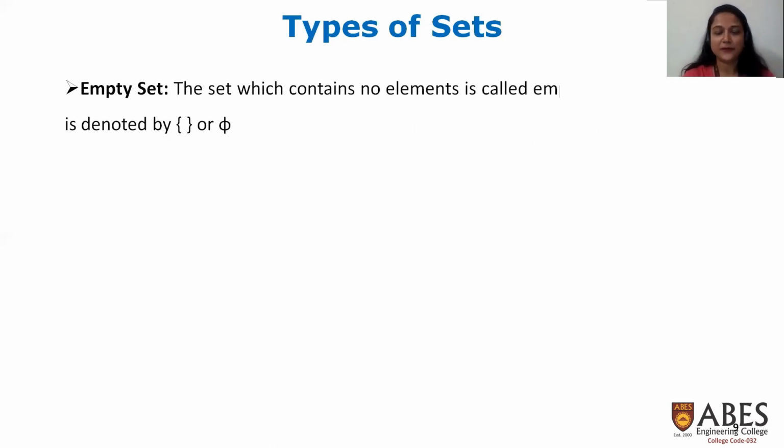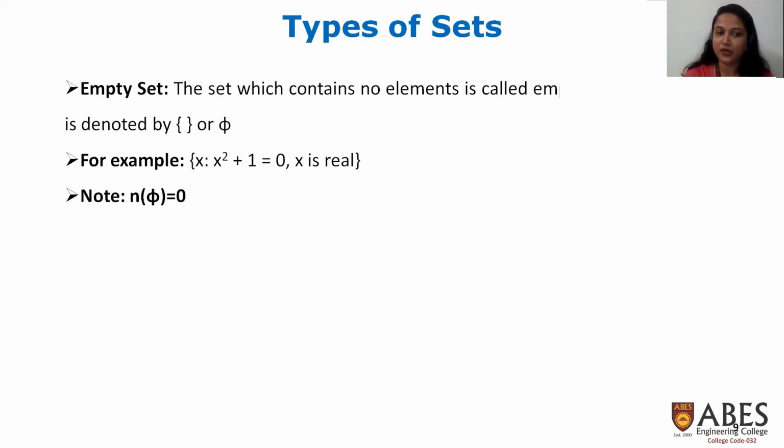So the first one is empty. Here the empty set consists of no element and therefore it is called an empty set, or it is denoted by a simple blank curly bracket, or we can use the symbol phi. For example, x is an element of a set and x square plus 1 is equal to 0, where x is a real number. So as we know, with a real number, we will never find that when it is added with 1, we will get 0 in that result. Therefore, we will not get any value x which will satisfy the given condition. Therefore, the cardinality of the null set is equal to 0.